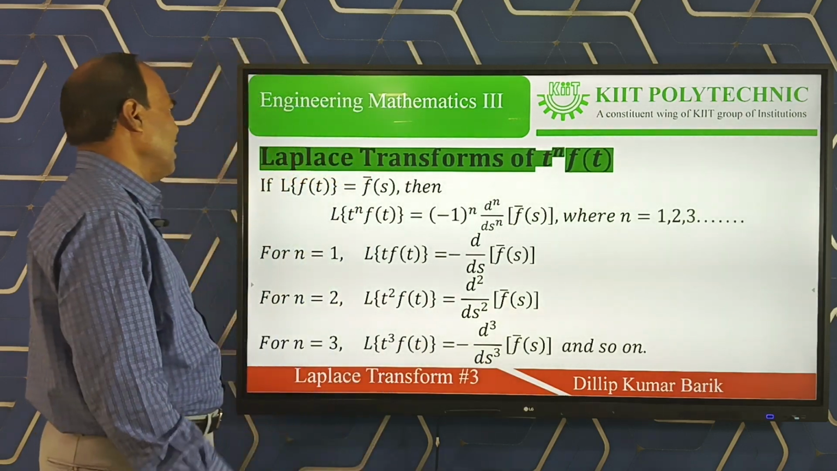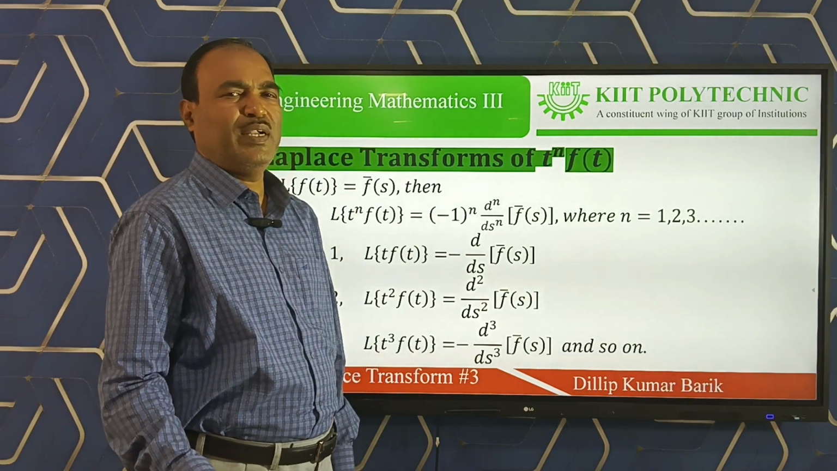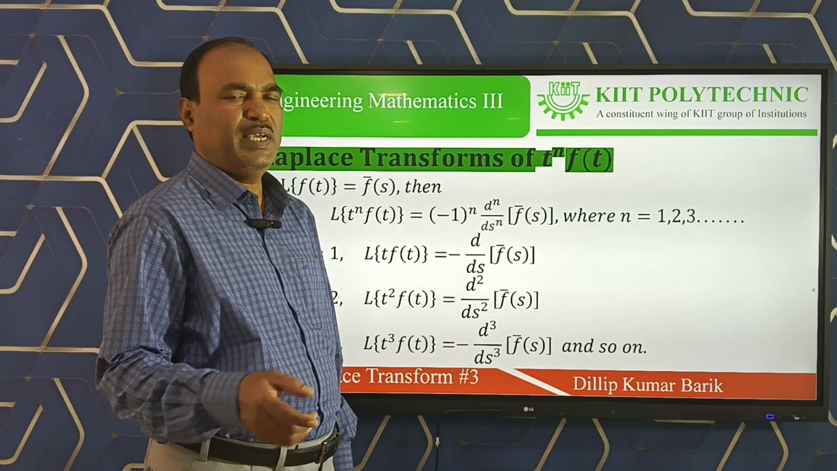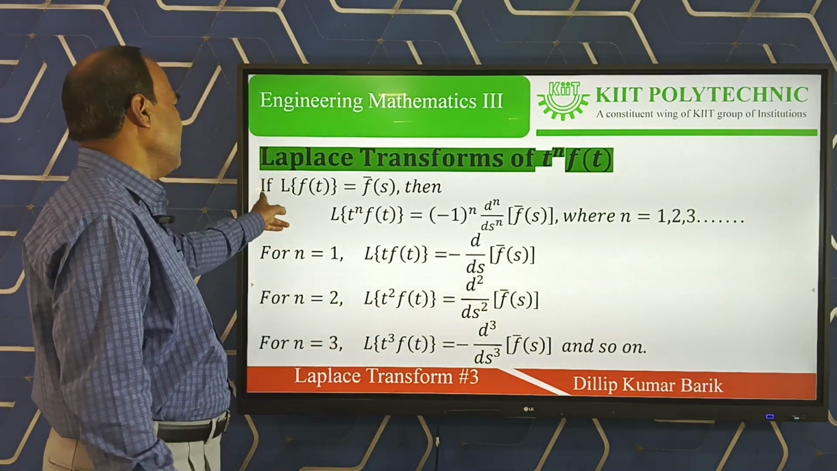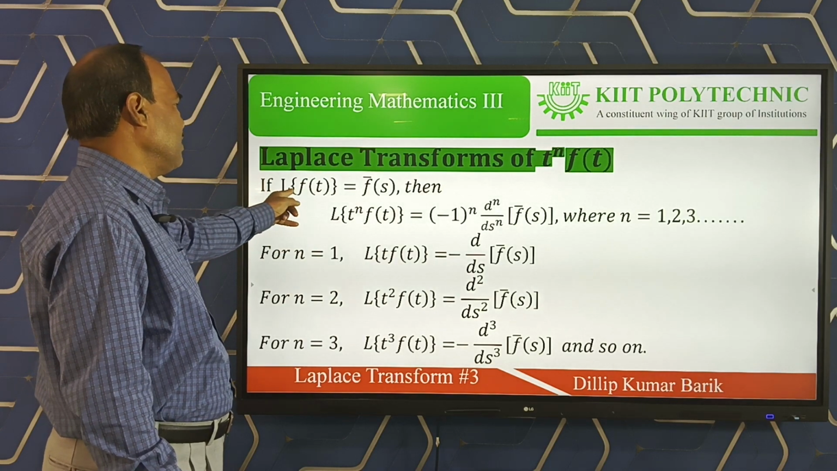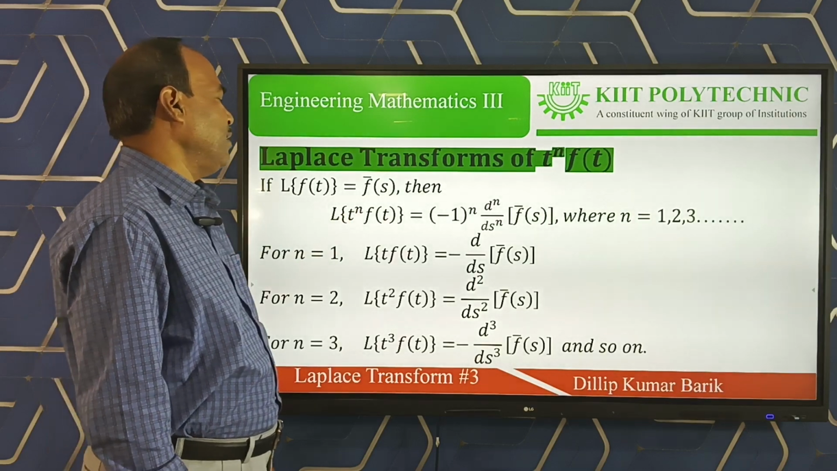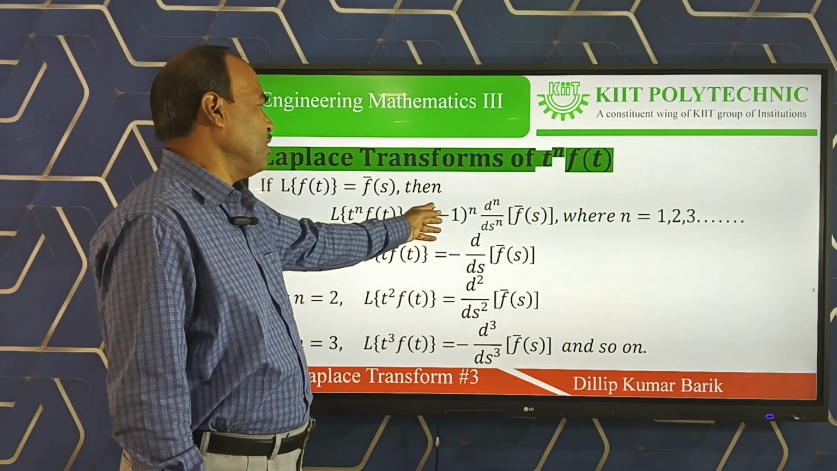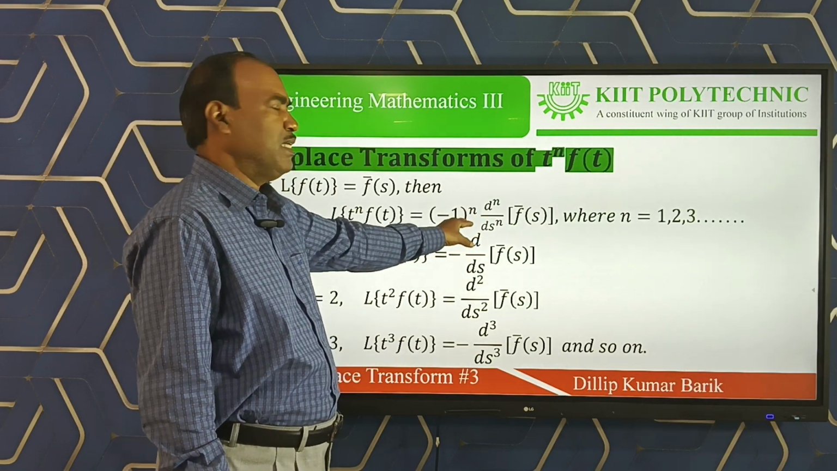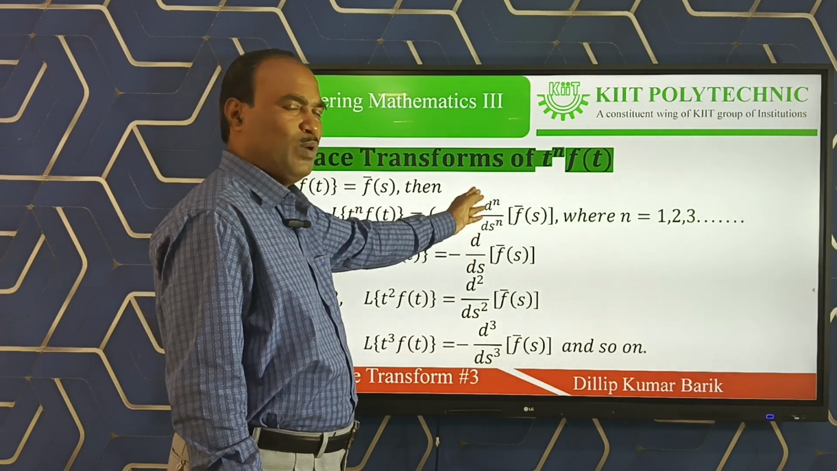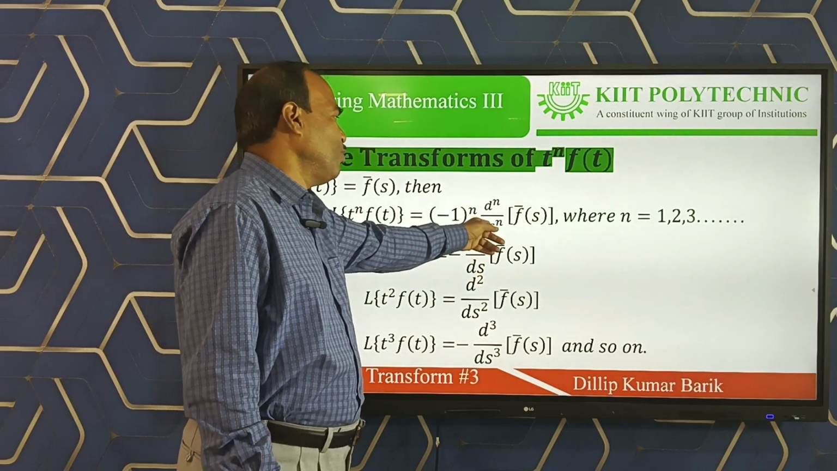The last one is Laplace transform of any function when multiplied by t square, t cube, maybe t to the power 10. That means n here is always a positive number, natural numbers, starting from 1 onwards. Similarly, its formula is very simple also. If Laplace of f(t) is equal to f bar s, then Laplace of t to the power n f(t), after simplification, is minus 1 to the power n d^n by ds^n of f bar s. This is the notation of the nth derivative. It may be the first derivative, maybe the second derivative, maybe the third derivative of f bar s.